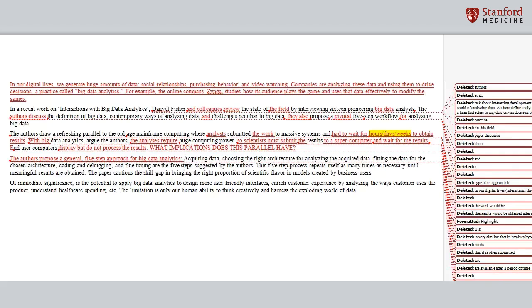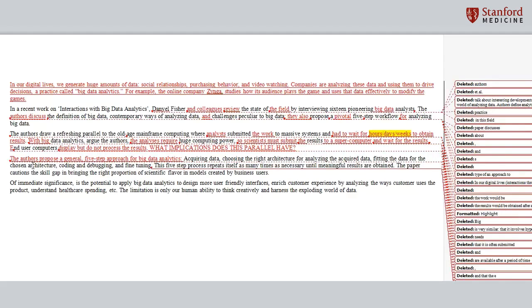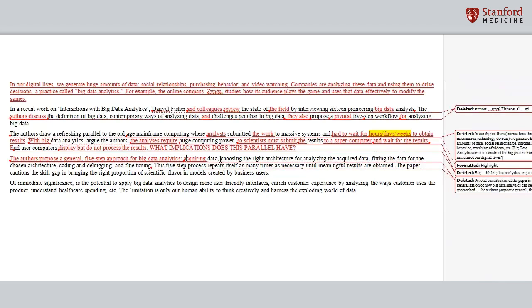So the author here originally had, here are the 5 steps suggested by the authors. But I'm going to flip that around and say the authors propose these 5 steps and then list the steps. So I'm going to have the authors propose them rather than the steps were suggested by the authors. So we can get rid of that little bit. And now we have this list. So the authors propose a general 5-step approach for big data analytics, here are the steps. So acquiring data, choosing the right architecture for analyzing the acquired data, fitting the data for the chosen architecture, coding and debugging, and fine-tuning. There's the 5 steps. So notice how we've just streamlined this paragraph a little bit.